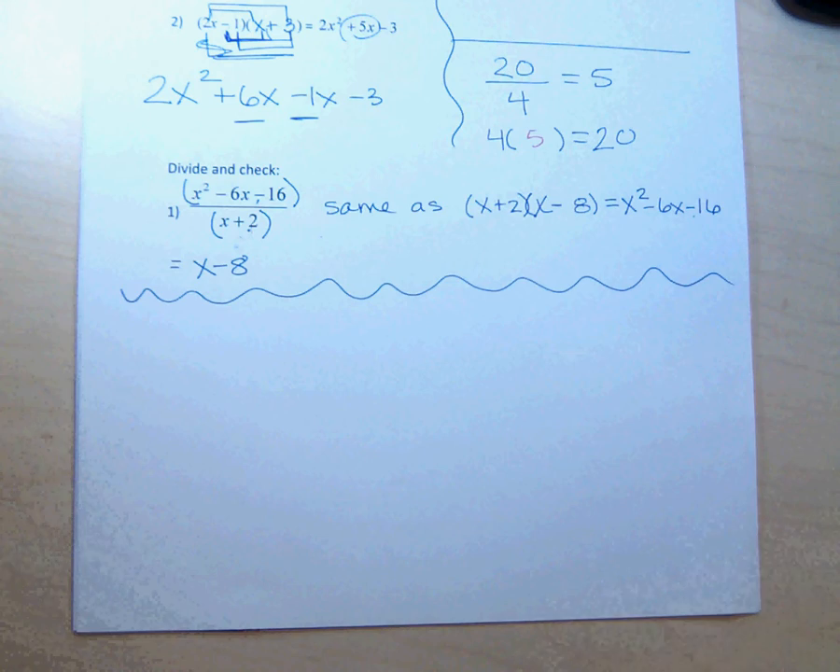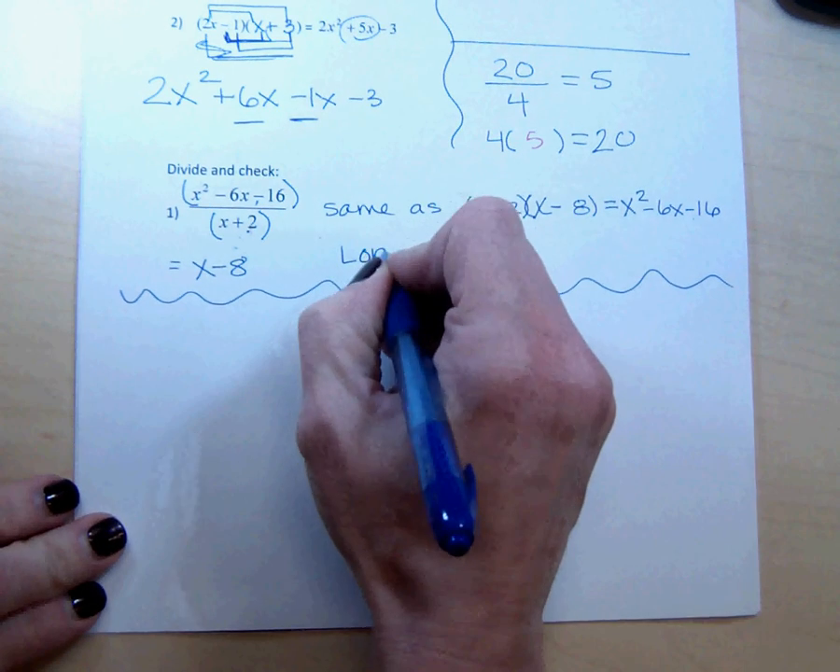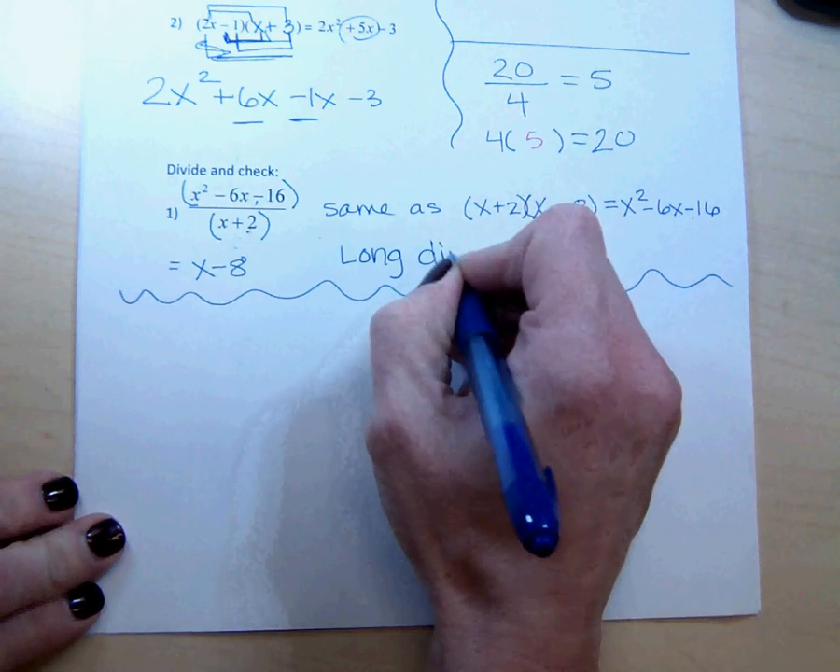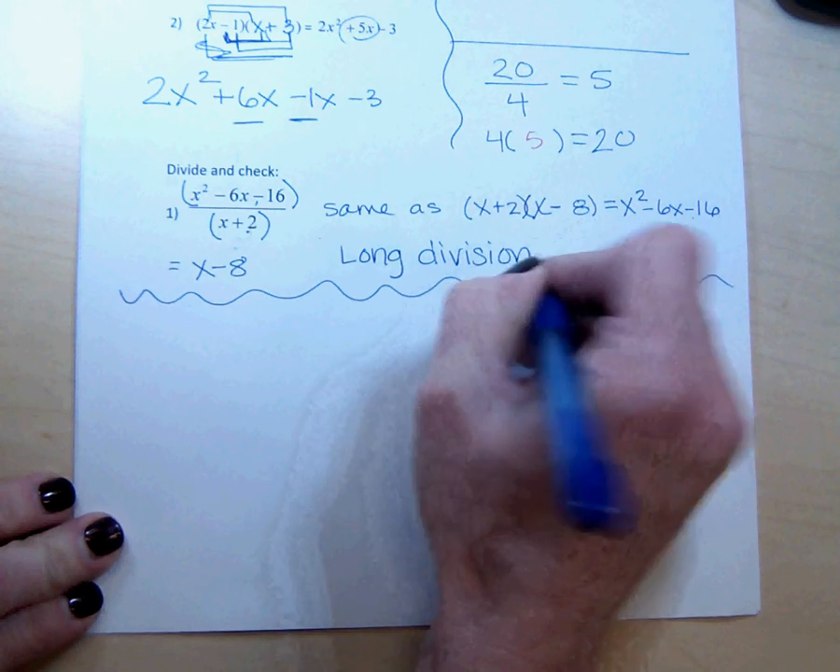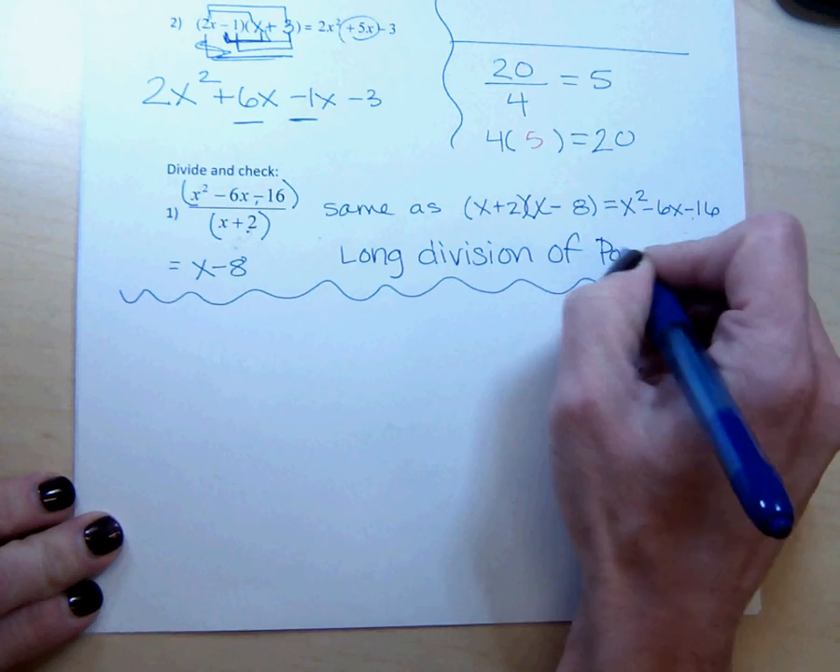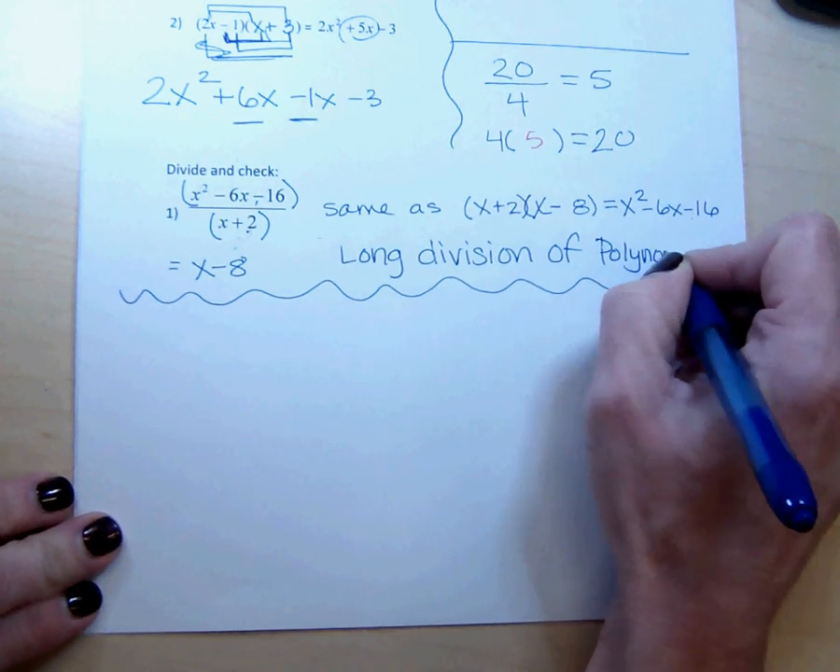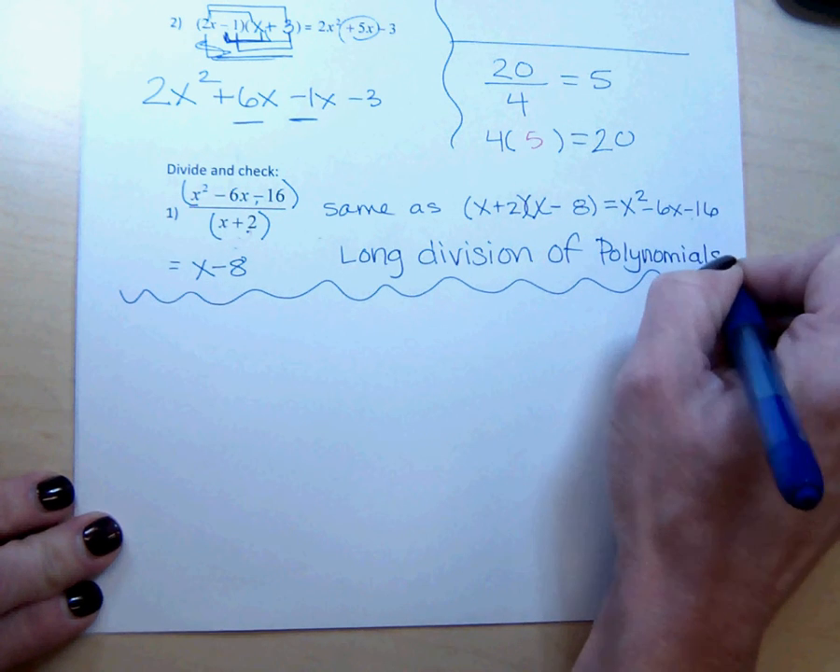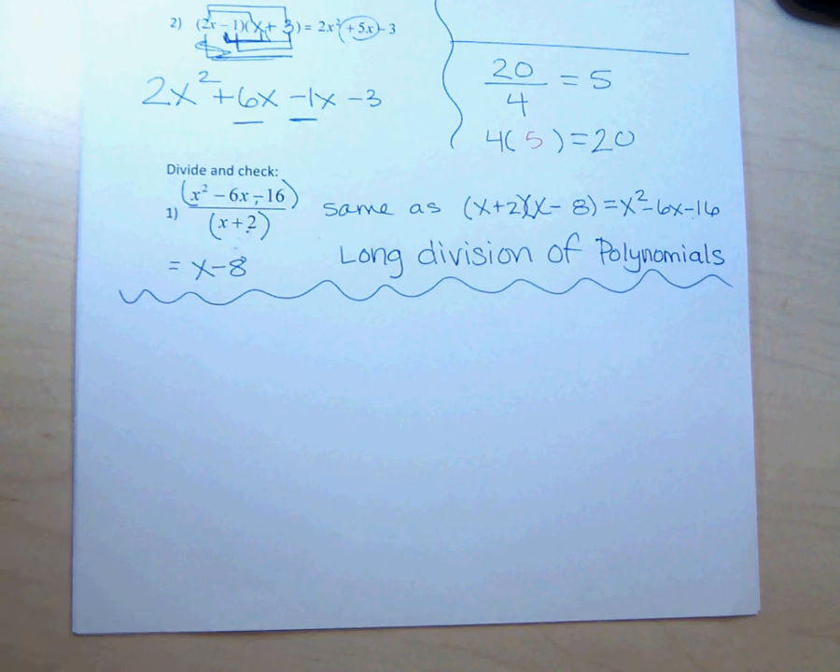So what we do is called long division of polynomials. All right, now we need to take a step back. It's probably been a while since we've actually done a long division problem. We're used to using our calculators now. So the long division of polynomials follows the same process as long division with just regular numbers that you learned.